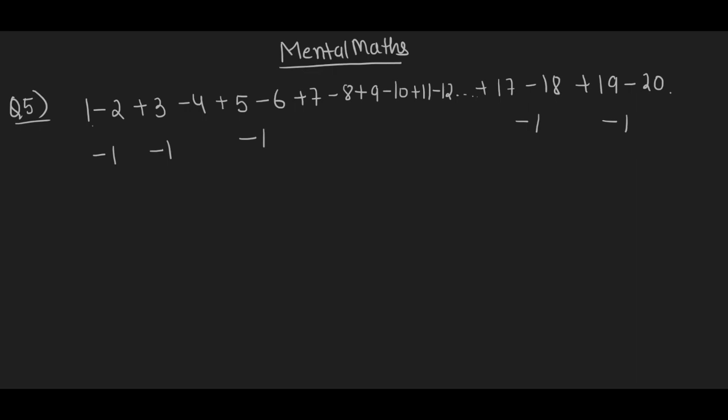So if you see children here, a pair of 1 and -2 gives us -1. So how many pairs will we have like these? We will have a total of 10 pairs, and each pair has a difference of -1. So this will be 10 into -1, it will be -10.